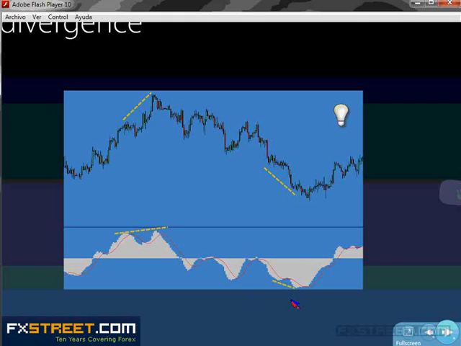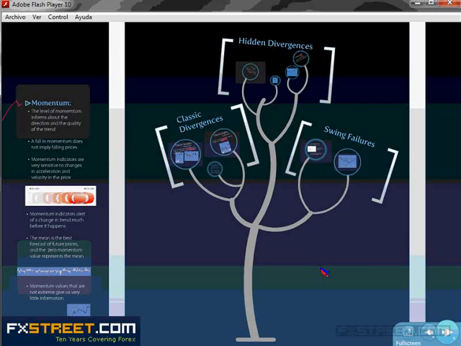For a better understanding, this is the complete tree of divergence analysis, where we have the classic divergences, the ones that are most often mentioned and that we have been introducing here, but we also have hidden divergences. We'll speak in a moment about it. And belonging to the same family, there are also swing failures. This is a less mentioned, less known setup using oscillators, but which belongs to the same family, and which is extremely interesting as a trade setup and trade signal.